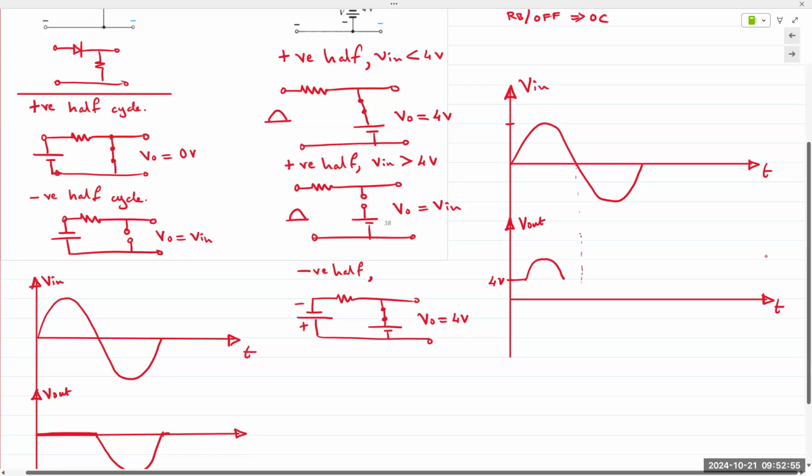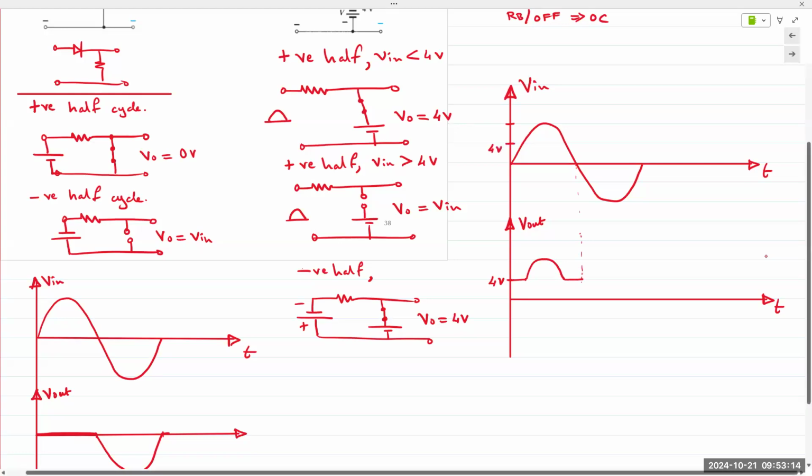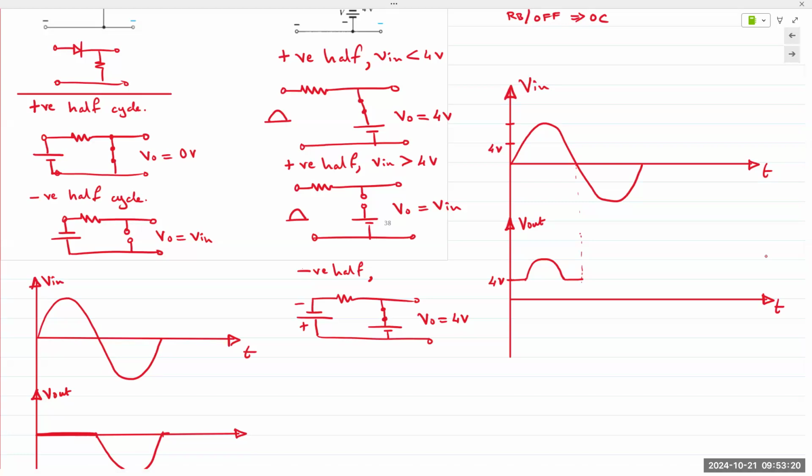And then at this point, 4 volts, diode turns on again, battery is connected to the output, and I get 4 volts. So positive half cycle, again, when V in is less than 4 volts, diode is forward biased, diode is on, battery is connected directly to the output. So my V out is a constant level of 4 volts.